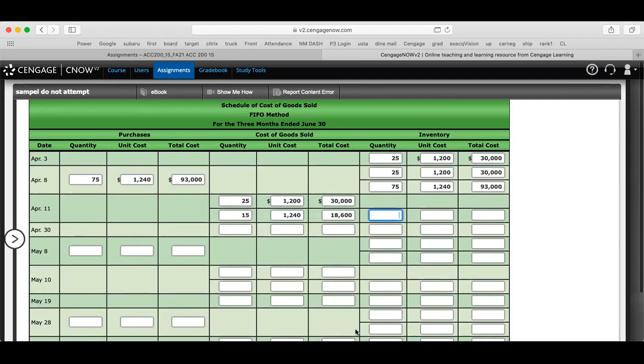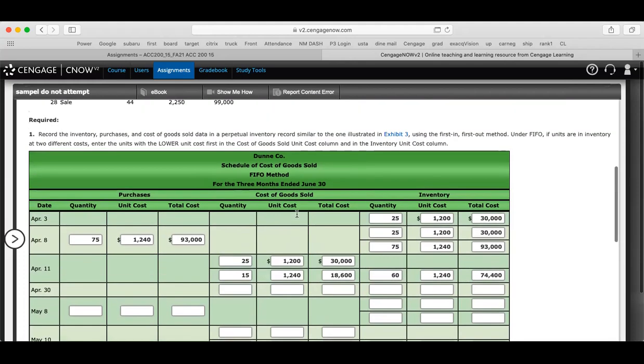Okay, we're left with some units. Let's see. We'll have 60 left. 60 left at 1240. Okay, and that'll be, hang on. 60 times 1240 gives us 74,400. Okay. And all I did was 75 minus 15. That's how I'm getting 60. We have 60 units left of that original amount. Okay. Now, April 30th.